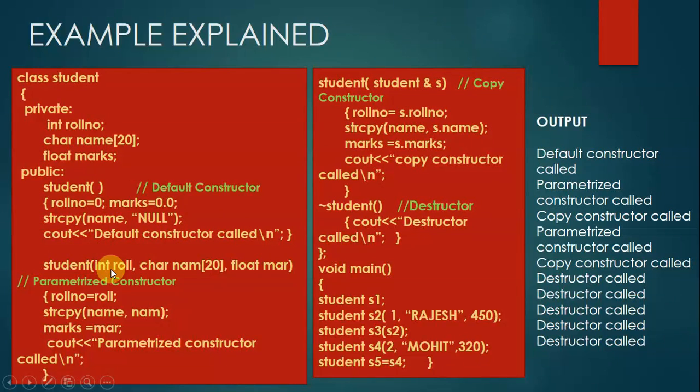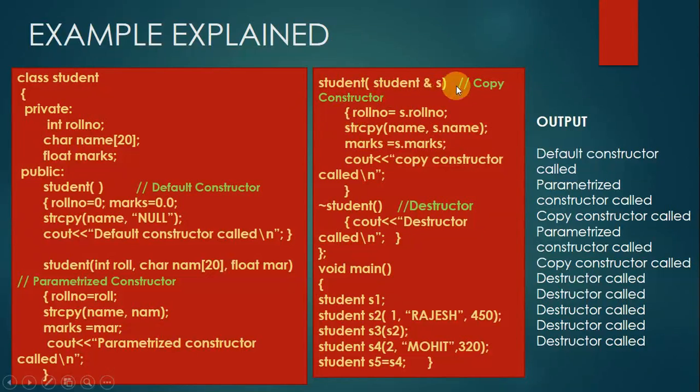Then the next one is the parametrized constructor in which I'm passing the values of data members as parameters. So you will see here, I'm assigning the value roll to roll number, nam to name and mar to marks. And also again, I'm giving the cout statement parametrized constructor called. So whenever this constructor will be called, these values will be assigned and this statement will be displayed on the monitor.